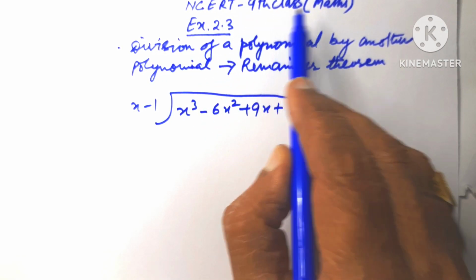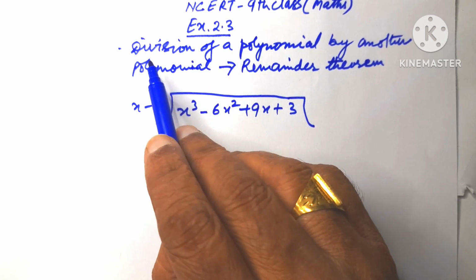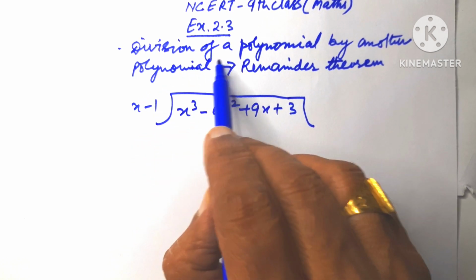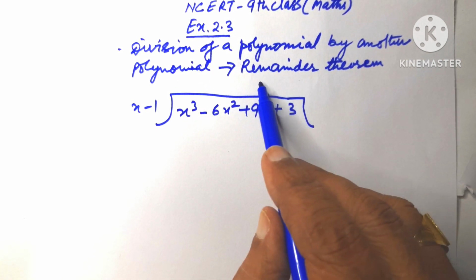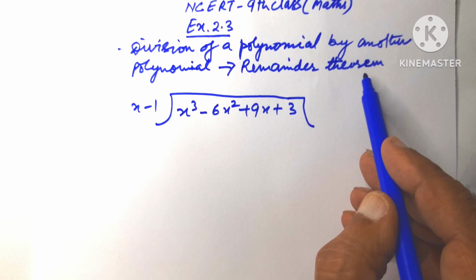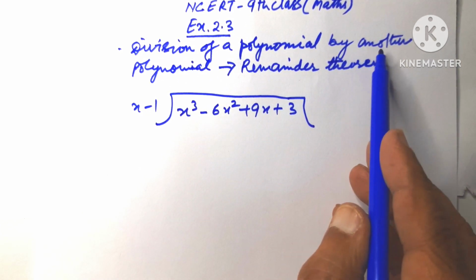NCERT 9th class Mathematics exercise 2.3. We will learn division of a polynomial by another polynomial and then we will discuss the remainder theorem. So first of all we must know how to divide a given polynomial by another polynomial.